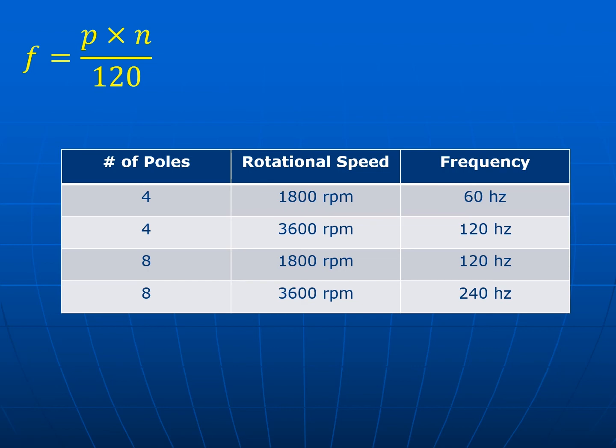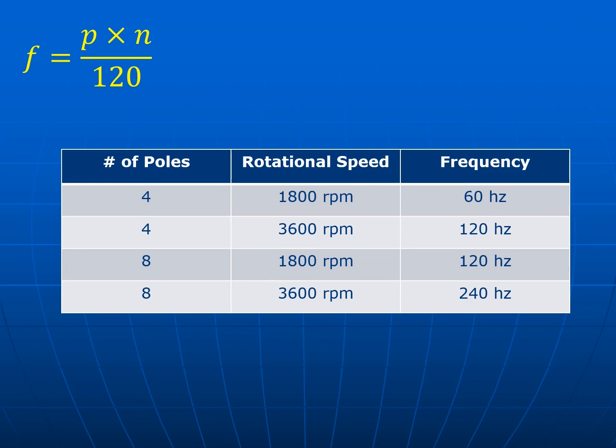On the first generator, I have 4 poles rotating at 1800 RPM, which gives us 60 hertz, which is the same frequency we have in the US and Canada and in Mexico. If I double my rotational speed, which means I'm cutting twice as many lines of force, I'll also increase my frequency. So even though I still only have 4 poles, by doubling my speed, I've doubled my frequency.